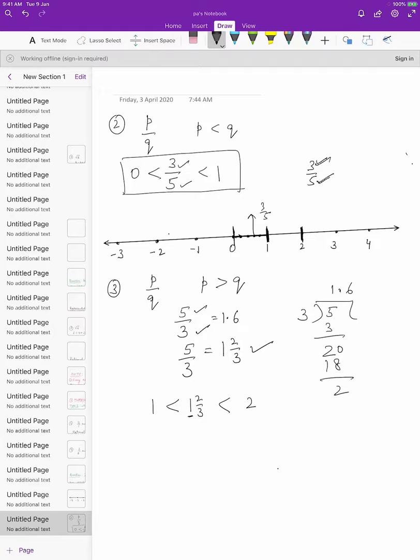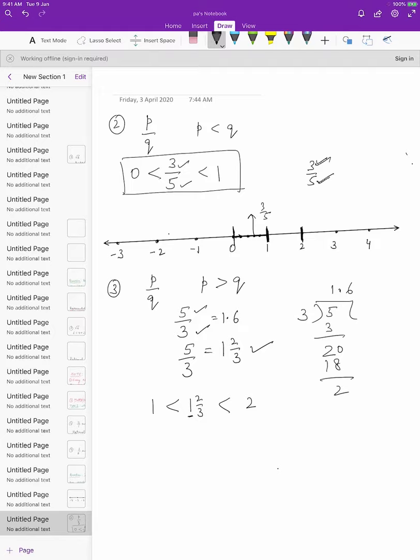Let's take one more example. Say 7 by 3, suppose. So let me first convert 7 by 3 into a mixed fraction. 3 twos are 6. And so what do I get? 2 1 by 3. The mixed fraction is 2 1 by 3. So where exactly will 2 1 by 3 lie on the number line? 2 1 by 3 will definitely be greater than 2 but less than 3.